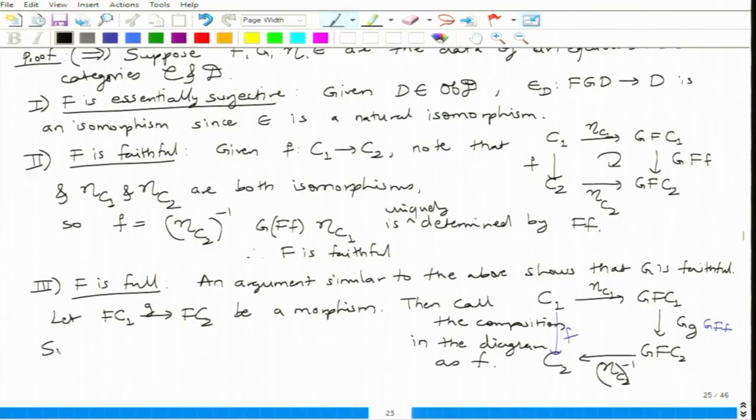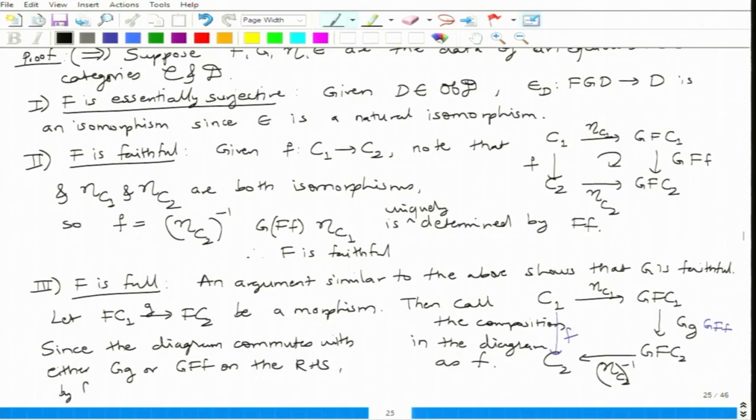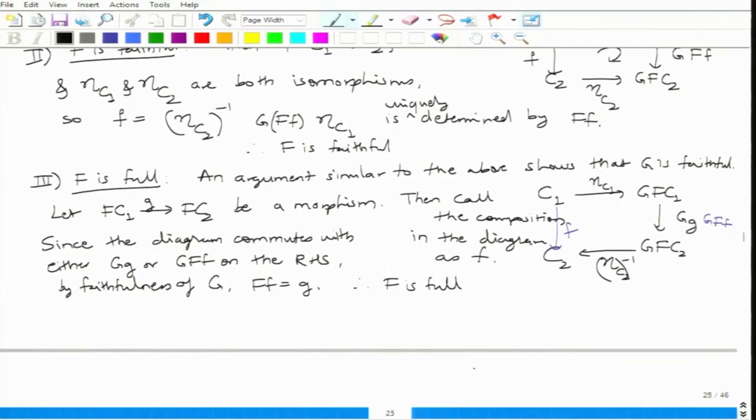Now, since the diagram commutes with either GG or GFF on the RHS, vertical right side, by faithfulness of G, FF is equal to G. So, what did we show? That capital F is full. Therefore, capital F is full. This is the beauty of category theory. Everything either works or it doesn't.